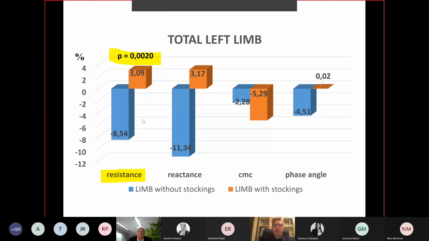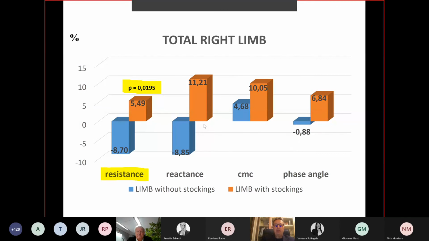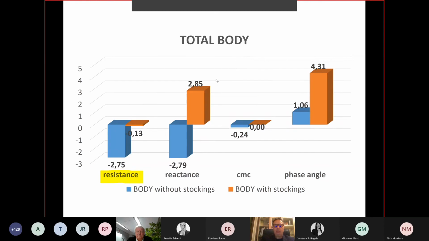Very briefly, again, you can see a little improvement if you investigate these patients the first day without stockings and the second day with class 1 stockings. You have an improvement of resistance in the total limb, an improvement in reactance, and an improvement of cell membrane capacitance. That was the case for the right and for the left leg. So using the stockings gives you improved values of bioimpedance. What is somehow interesting, I go to the very end, is that also resistance of the total body improved a little bit when you have stockings on your limb.